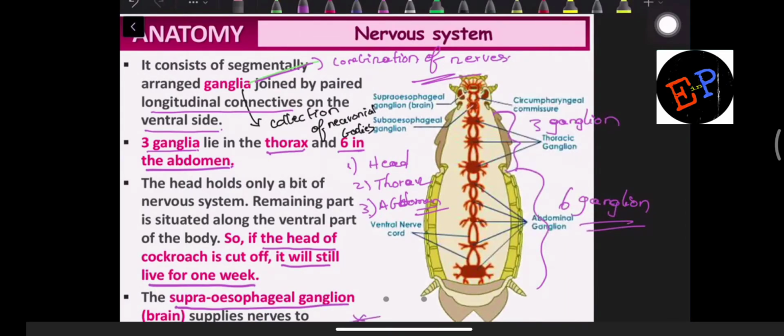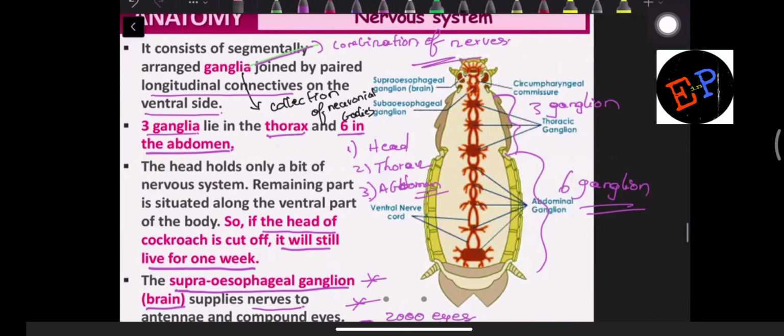This is one important point which you should remember. The nervous system is connected to the antennae in the head region, as well as the compound eyes. And how many eyes are present? 2000 small eyes are present, and they combine to form the compound eyes in the cockroach. So what is this ganglion called? This is called the supraesophageal ganglion. This is the ganglion which supplies the antennae as well as the compound eyes.